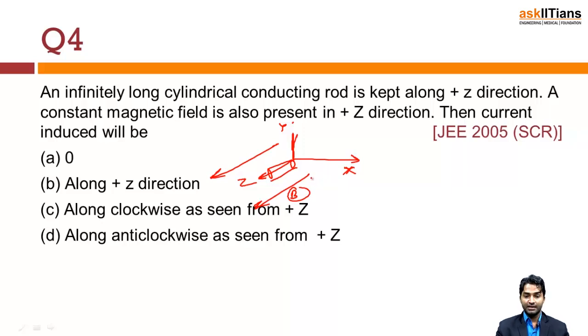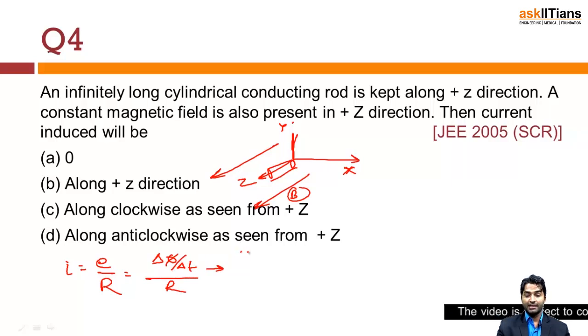Current induced in it. So we know that induced current is due to induced EMF divided by resistance R. R would be there because we consider a cylindrical conducting rod. So it is equal to delta phi upon delta t divided by resistance R. And delta phi is due to the change in magnetic field because the area is the same.